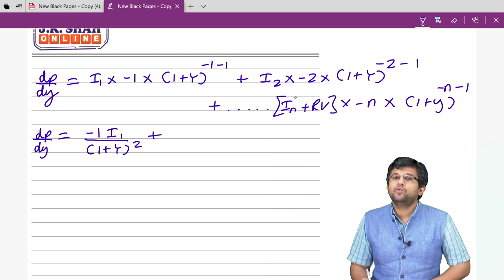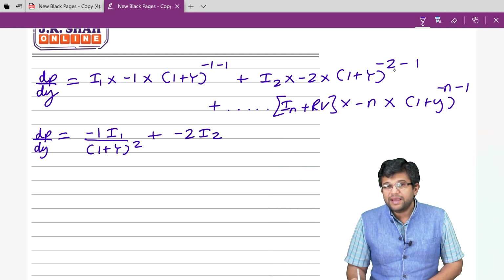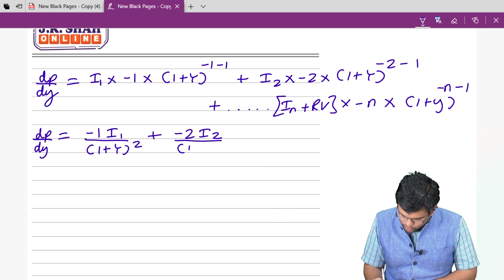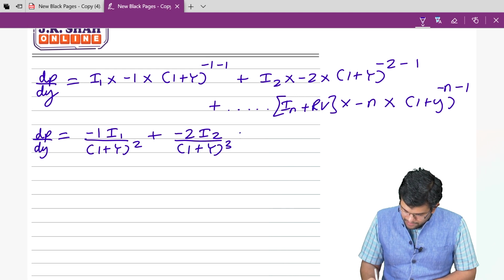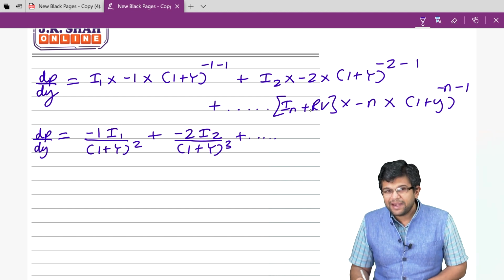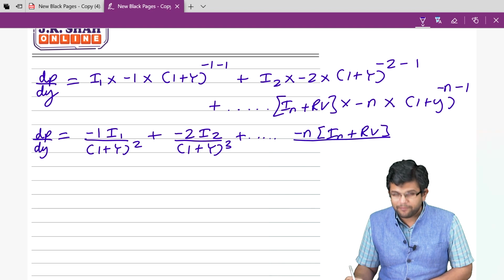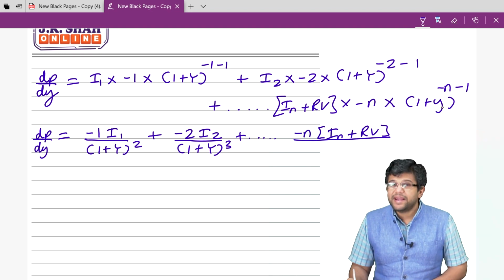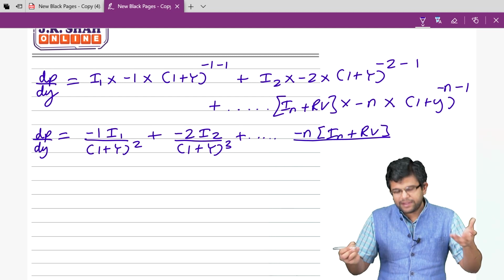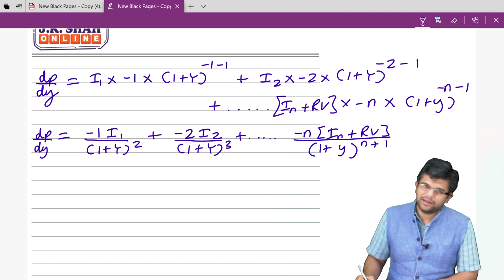Plus, children, I2 into minus 2 will be minus 2 I2, and then 1 plus y raised to minus 3 will go downstairs as 1 plus y raised to 3. Plus dot dot dot, children, minus n into I n plus rv will be minus n I n plus rv, divided by, I'm pretty sure you understand now, 1 plus y raised to minus n minus 1 can be taken in the denominator as 1 plus y raised to n plus 1. Everybody clear?